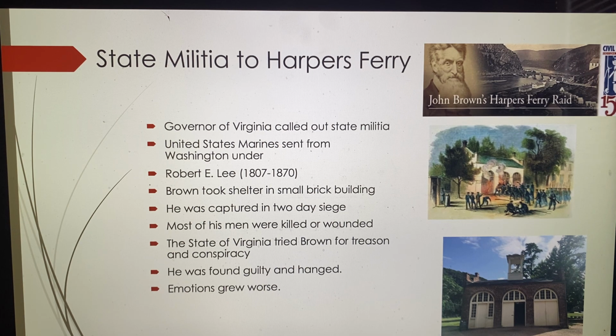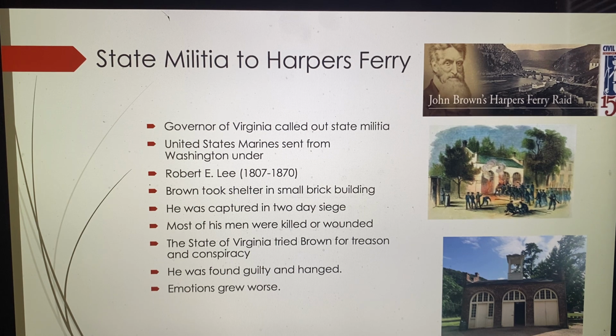Of course, we have John Brown taking shelter, and this is the small brick building here where he took shelter, and he had his men in there, but most of his men would be killed or wounded, and Robert Lee would put on a 2-day siege. Basically, they'd be stuck in this little place for 2 days, under siege. Some of his men ended up being killed or wounded, and the state of Virginia then took John Brown captive and tried him for treason and conspiracy. And in the midst of all this, he was found guilty and he was hanged.